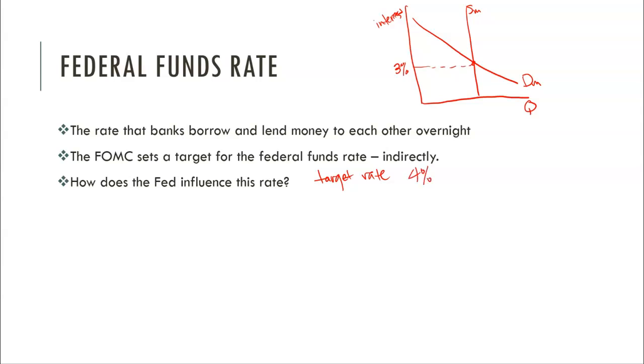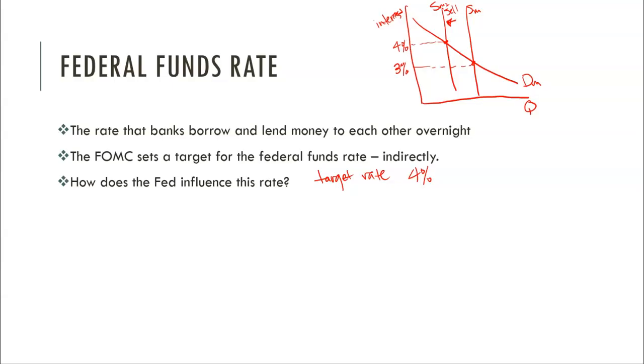What they can do to try to increase interest rates is decrease the money supply. So they're going to sell securities. We're going to get a shift to the left. Interest rates are going to go up, eventually to 4%. They'll just continue to sell securities until that market interest rate, the rate banks are charging each other, reaches 4%.